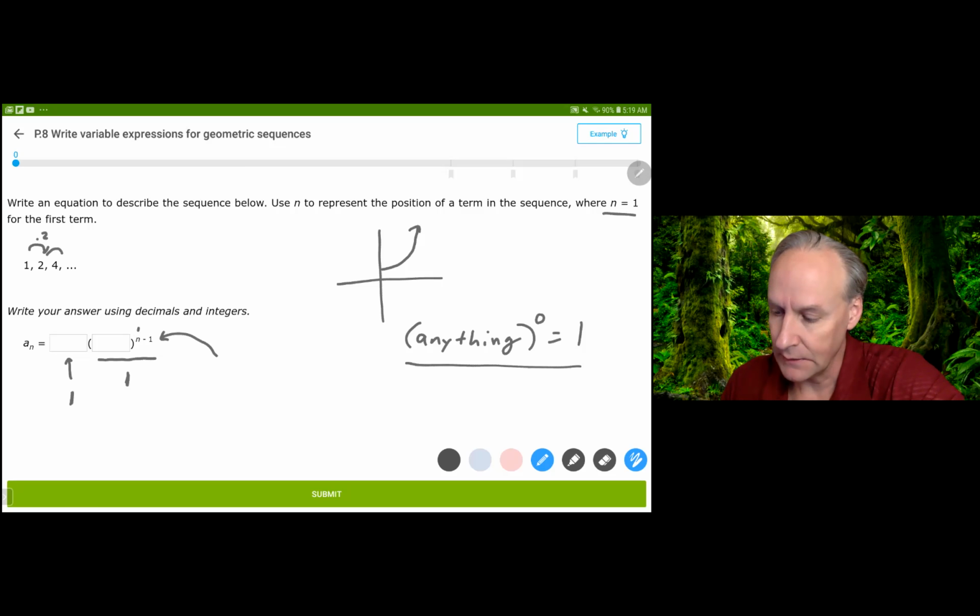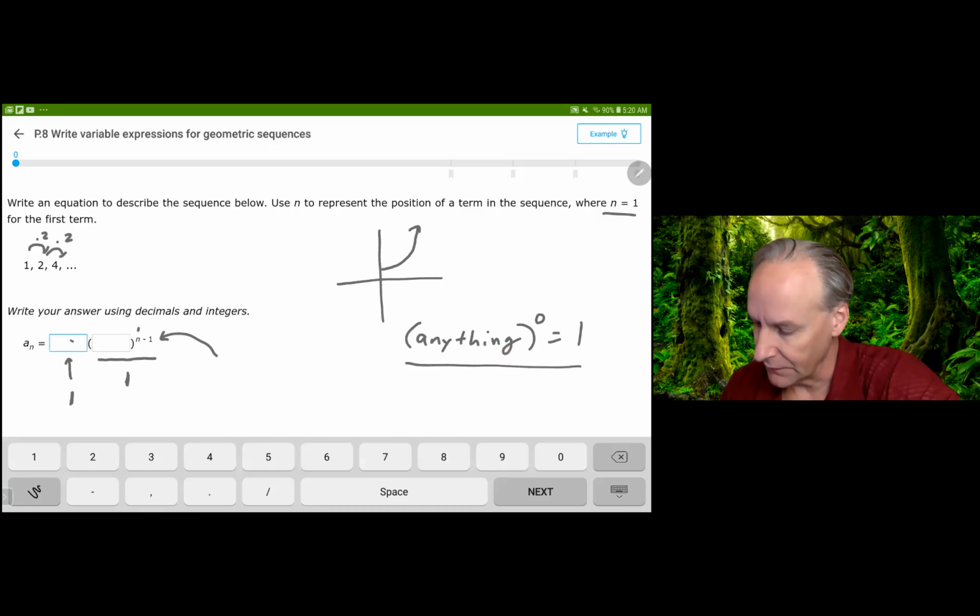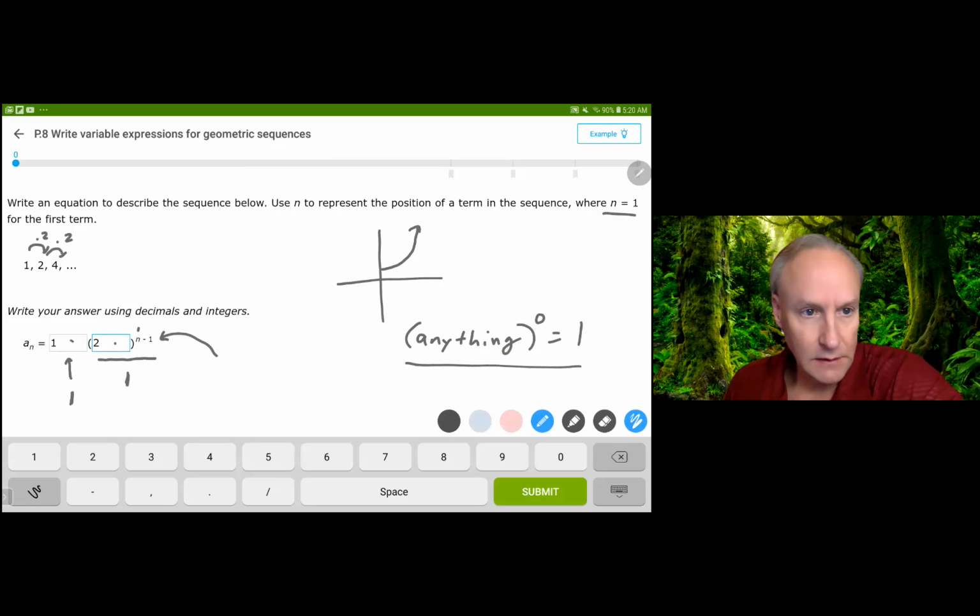And then we multiplied that term by 2 again. And what's happening is our multiplier is 2 and our first term is 1. So we're just going to put in the 1. Okay, so 1 and our multiplier is 2. And then if you want to see this, 2 to the 0 power is 1.